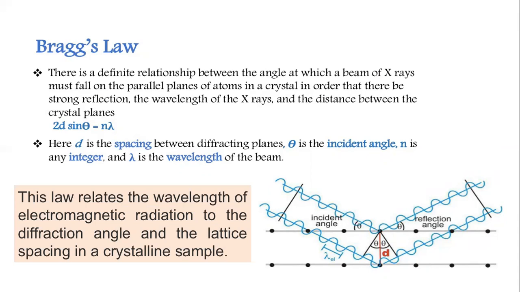Bragg's equation states that 2d sine theta equals n lambda, where n is any integer, lambda is the wavelength of the incident beam, d is the spacing between the diffracting planes, or the lattice spacing between the crystals, and theta is the incident angle of the beam. So this law specifically relates the wavelength of electromagnetic radiation to the diffraction angle and the lattice spacing in a crystal sample.